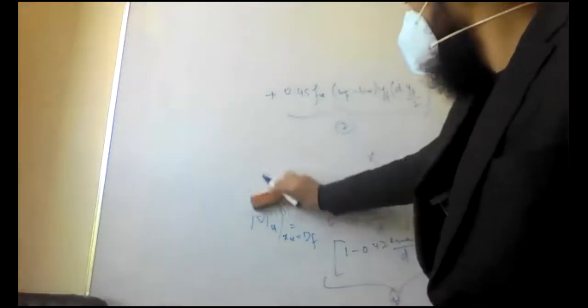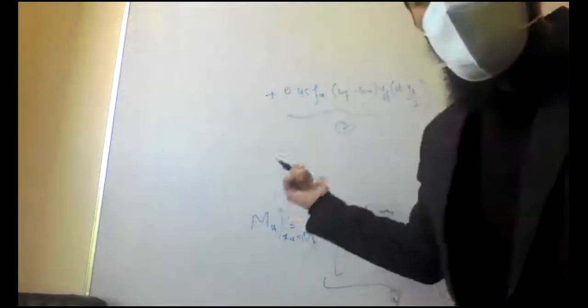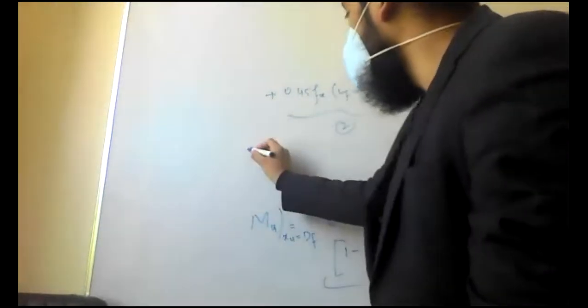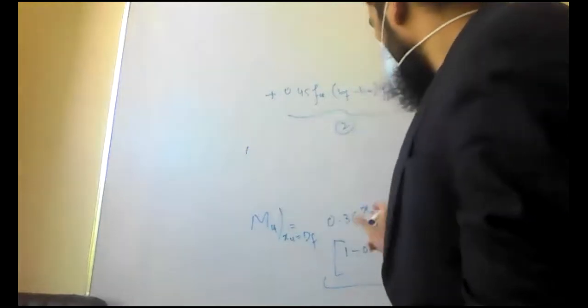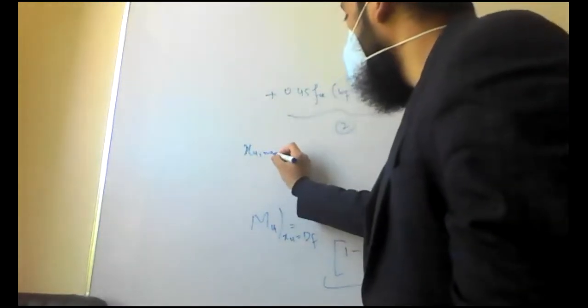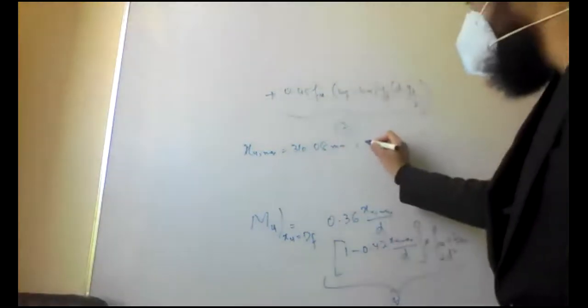So at this stage we have the value of many of these entries. XU max, we know what is the value of XU max, so we can now solve this equation. So first of all, let's get the value of XU max. That's known, 310.08 mm.